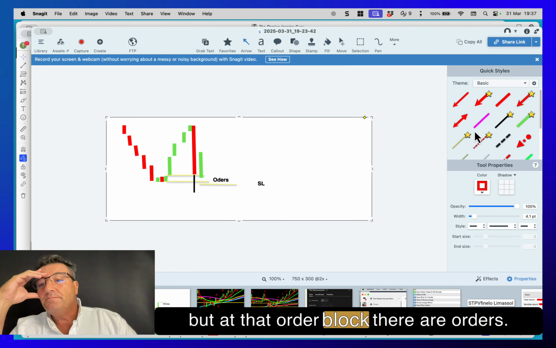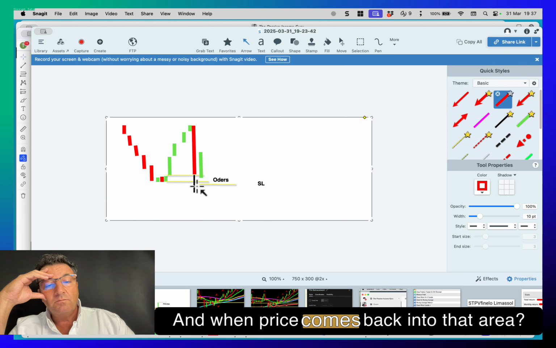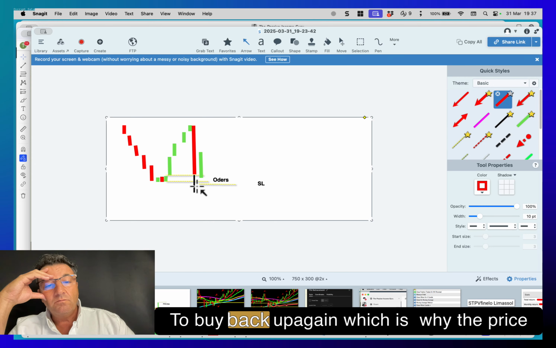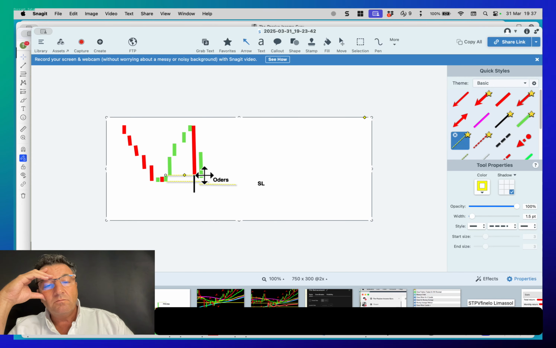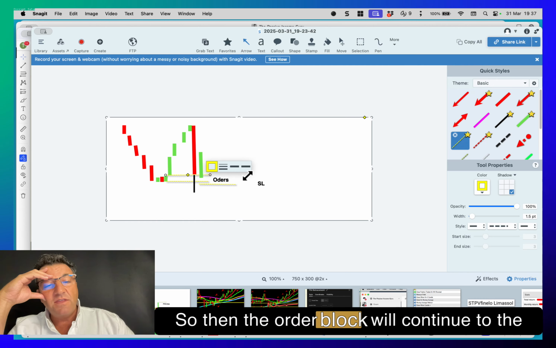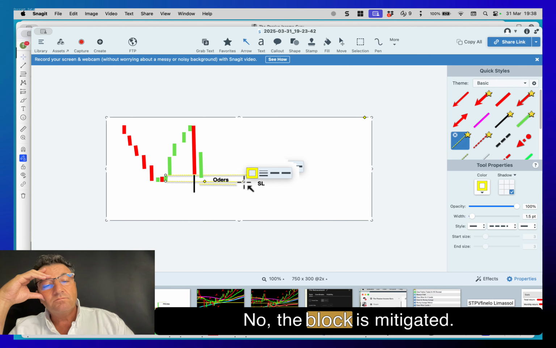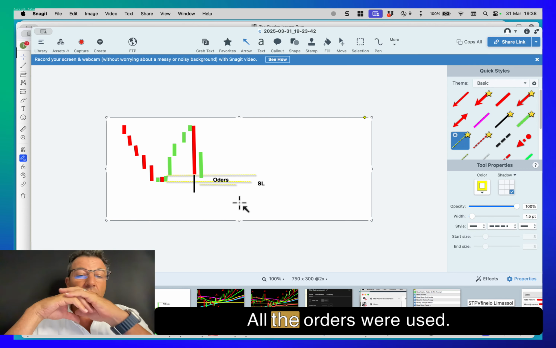Yeah, but at that order block, there are orders. And when price comes back into that area, it triggers those orders to buy it back up again, which is why the price moves out of that order block back up again. So then the order block will continue to the right. The order block is mitigated because all the orders were used to push the price.